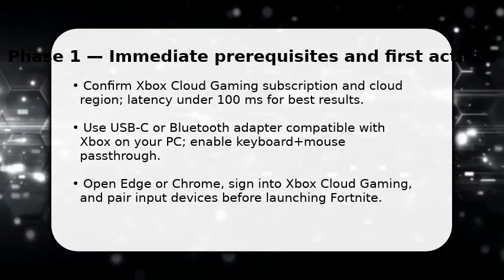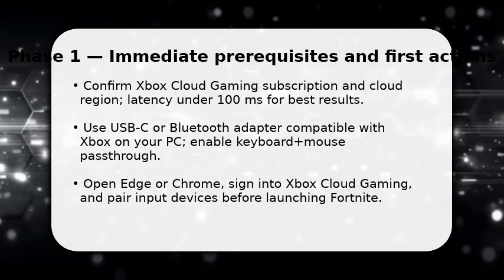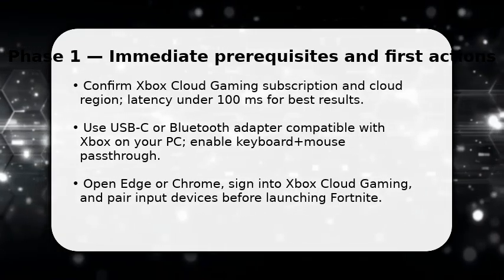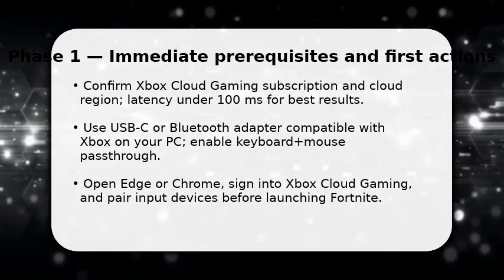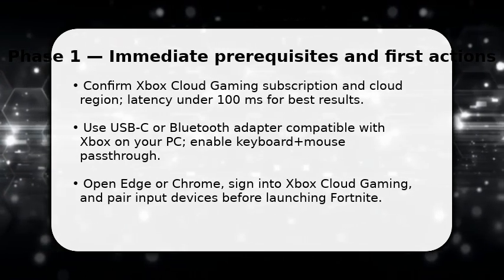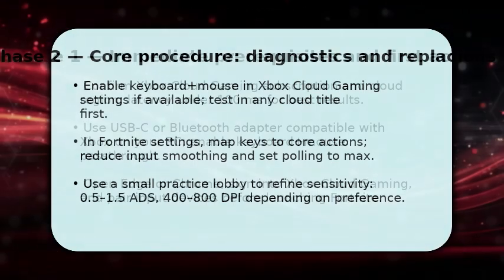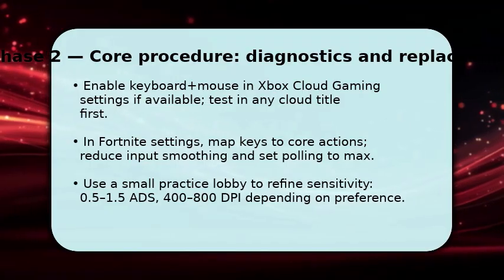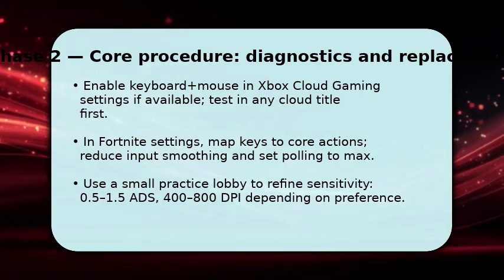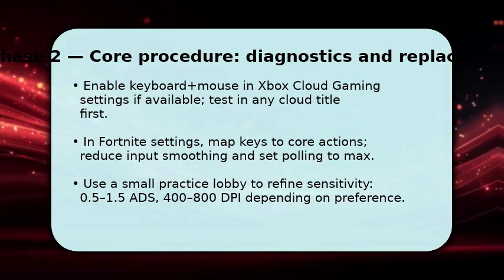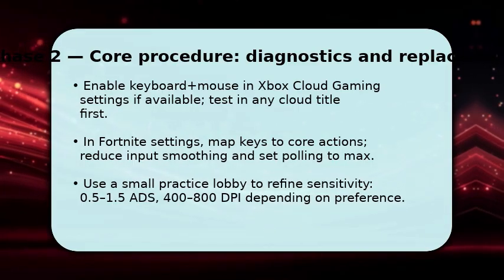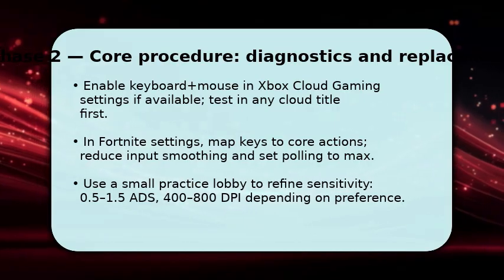This step ensures Steam-like input reliability, so when you start the game, you already have permission and device bindings in place for immediate play. Now you configure controls inside the cloud session. First, enable keyboard and mouse pass-through in the Xbox Cloud Gaming interface and verify functionality in another cloud title so you avoid surprises. Then launch Fortnite and remap keys for movement, building, and aim.